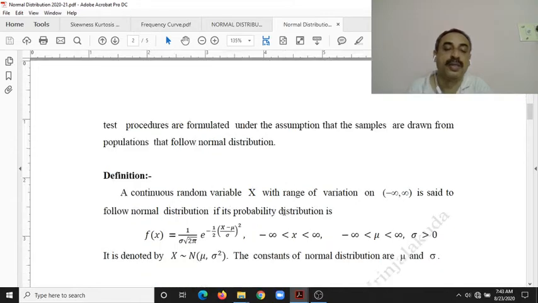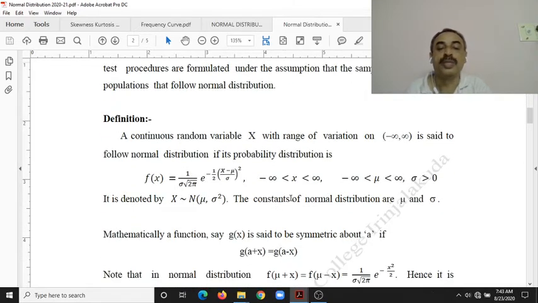In normal distribution, the random variable considered is continuous and its range of variation is from minus infinity to infinity. A random variable x with range minus infinity to infinity is said to follow normal distribution if its PDF is f(x) = 1/(sigma root 2 pi) e^(-1/2 ((x - mu)/sigma)^2).